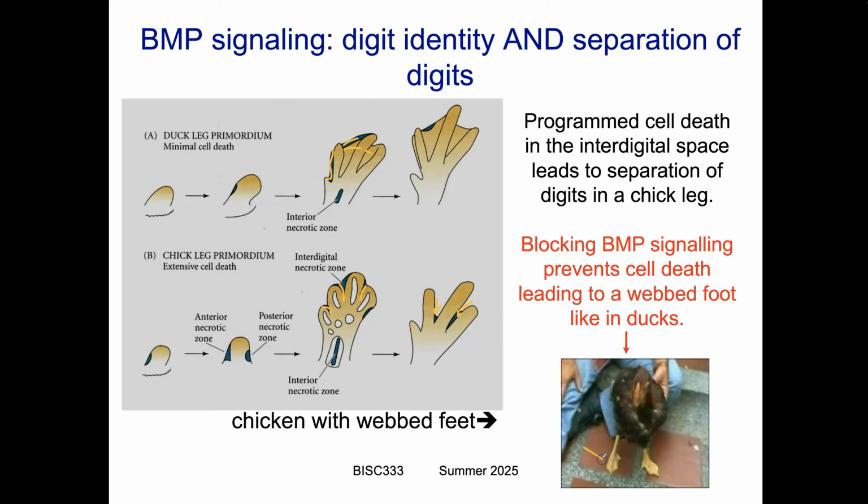And this is just an image of a chicken that had a block to BMP signaling in the interdigital space during the time when that programmed cell death was supposed to happen. And it's a perfectly fine chicken. There's nothing wrong with it, but it does have the webbing between the toes.